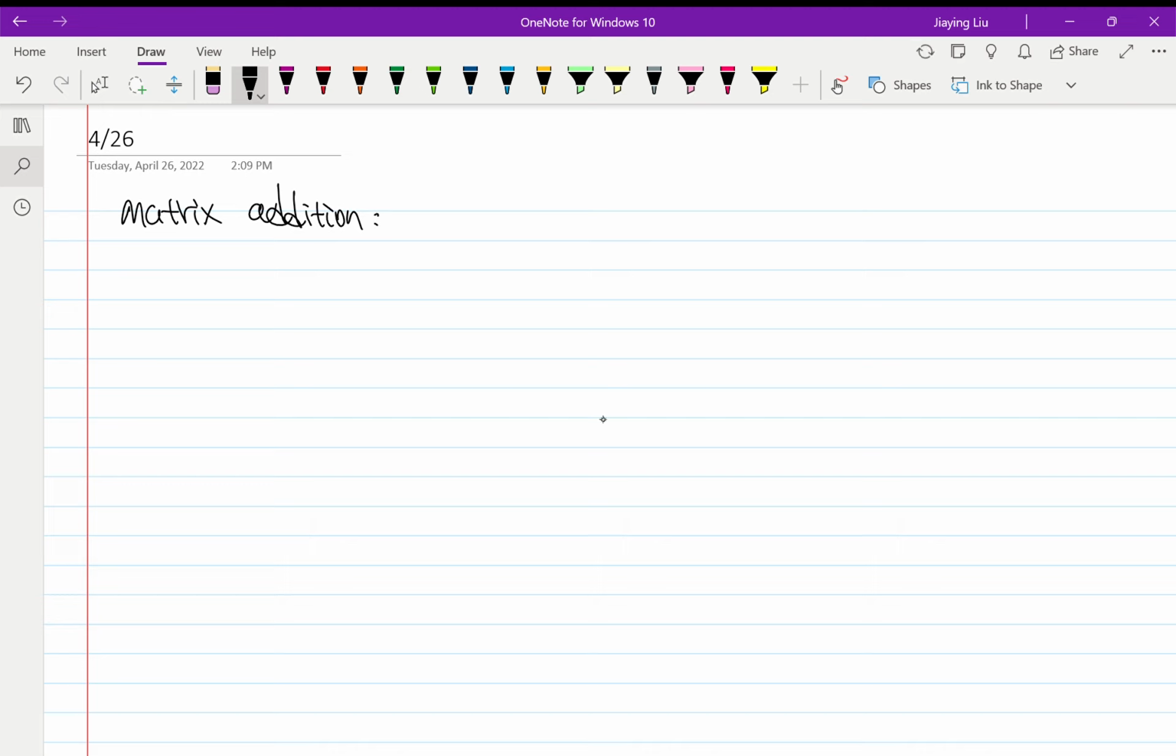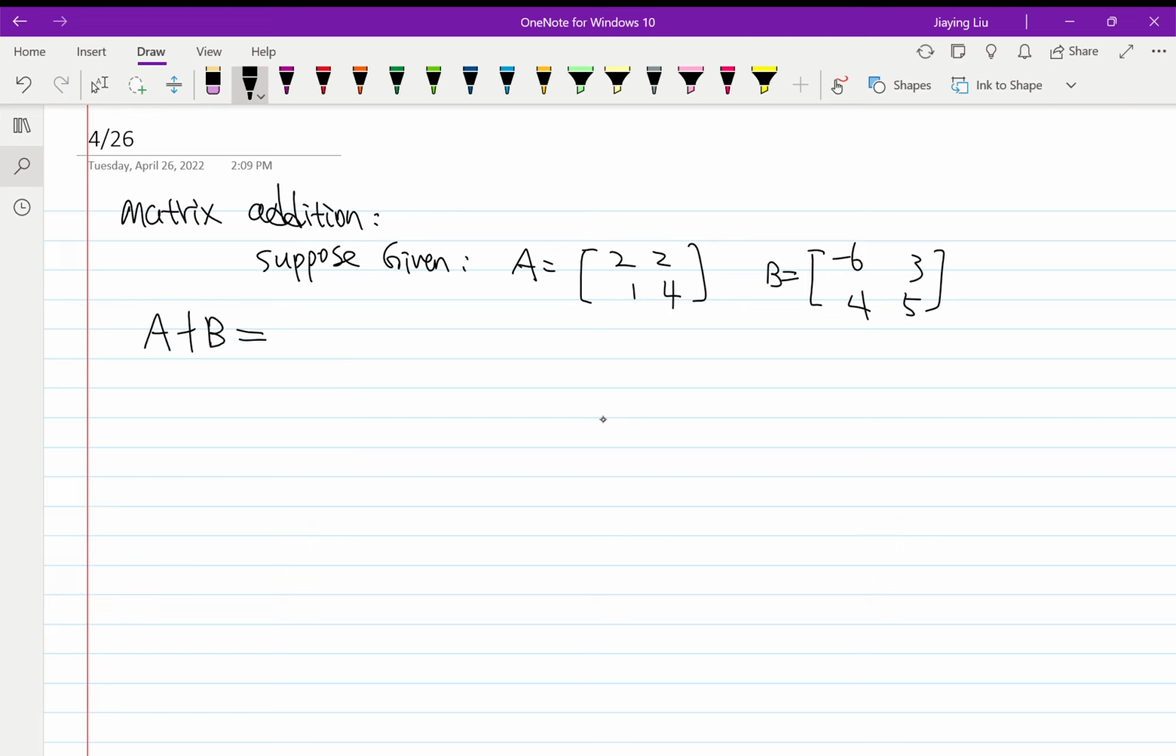So for example, suppose we are given a matrix A, which is 2, 2, 1, 4, and the matrix B, which is, I don't know, negative 6, 3, 4, 5, for example. Those are the two matrices given. And we can find the addition of two matrices. So A plus B will just be the sum of those two. So 2, 2, 1, 4 plus negative 6, 3, 4, 5.